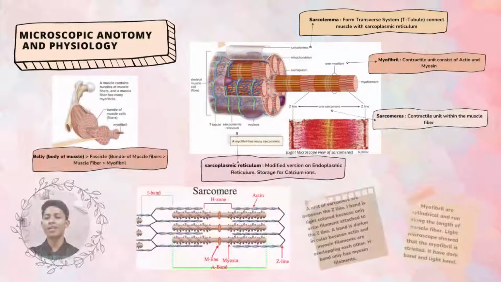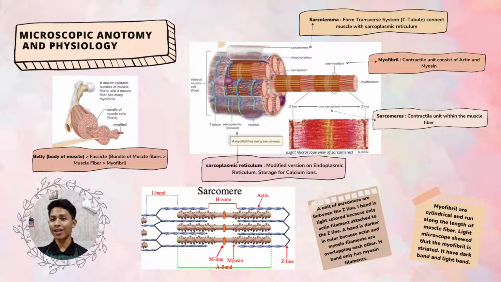I will be presenting about microscopic anatomy and physiology. First and foremost, you must know that muscle is very important in an organism. It helps us move and do our daily activities. In understanding how the muscle works, you must first understand the anatomy of muscle. For instance, let's say that this is a bicep muscle. The whole muscle here we call the belly muscle.